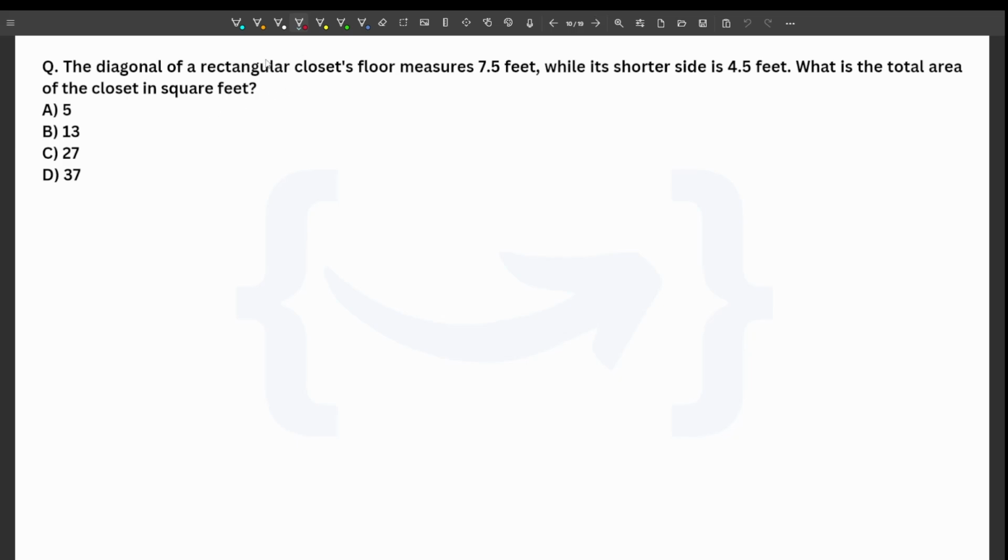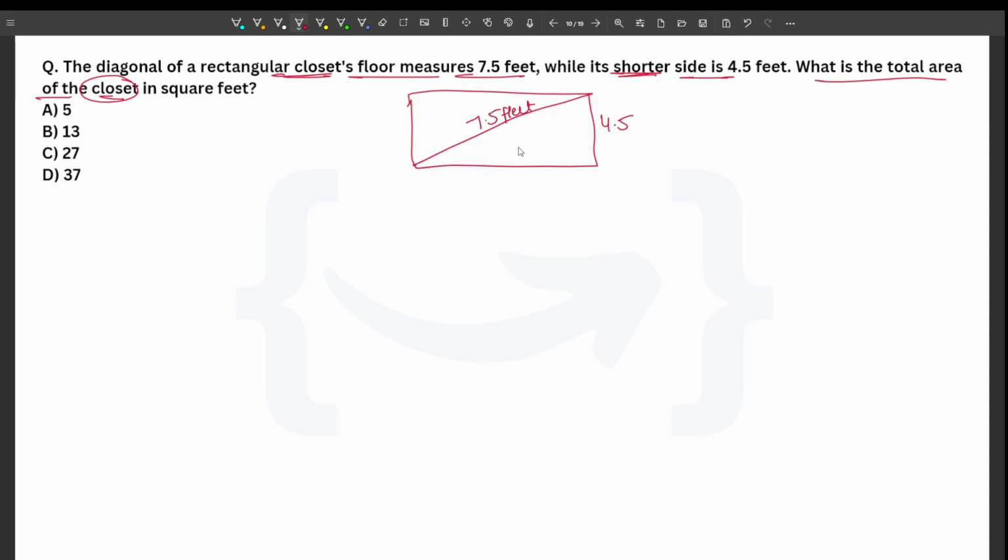A diagonal of a rectangular closet. What is a closet? It is nothing, it's just a word. Okay. The floor measures 7.5 feet. So the diagonal of a rectangle. Let me create a rectangular figure. So the diagonal is 7.5 feet given by the question. While its shorter side is this one, because this will be the longest side, isn't it? 4. What is the total area of the closet, which is this one?